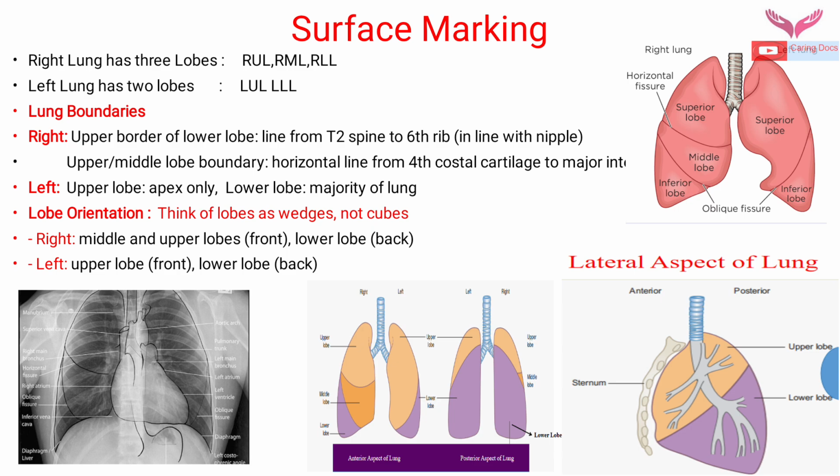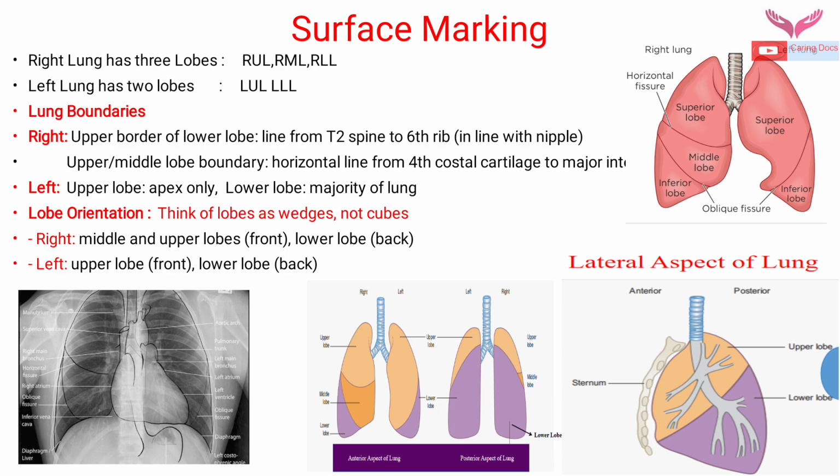If we see from the front, on the right side we usually see the middle and upper lobes on the front side, and the lower lobe on the back side. If we are auscultating the back, we will be auscultating the lower lobes from the back, and the middle and upper lobes from the front. And in the case of the left side, the upper lobe is from the front and the lower lobe is from the back.